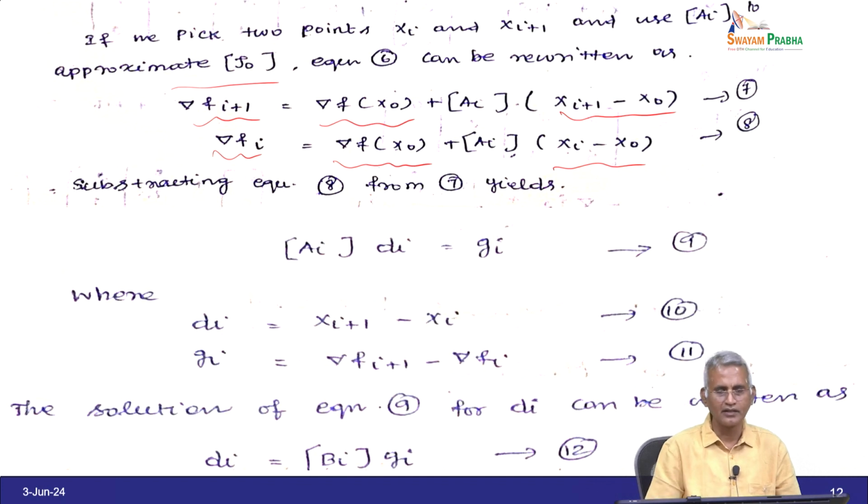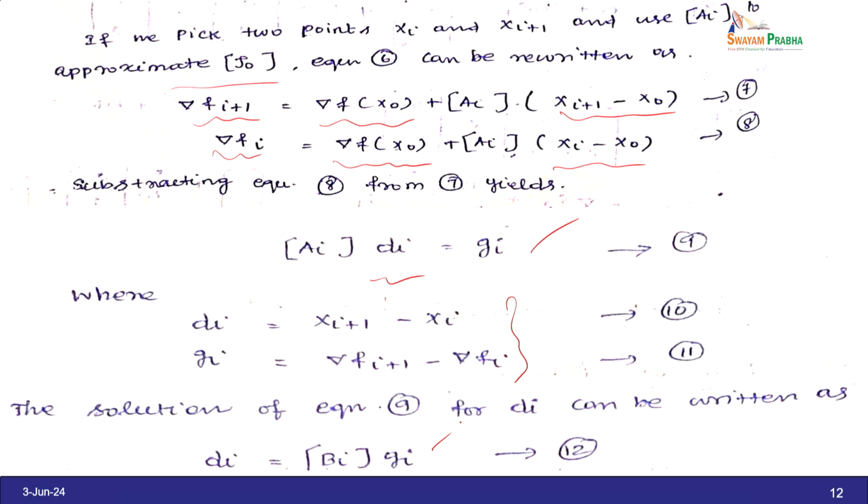From equations 8 and 7, subtracting, the delta f of x naught gets cancelled, and A_i of x_{i-1} minus x naught by minus x_i minus x naught is x_{i+1} minus x_i. So, that becomes the distance d_i. Similarly, delta f_i plus delta f_{i+1} minus delta f_i is g_i. So, that is what we have written in 10 and 11. So, the solution of equation 9, d_i, can be written as d_i equal to B_i into g_i.